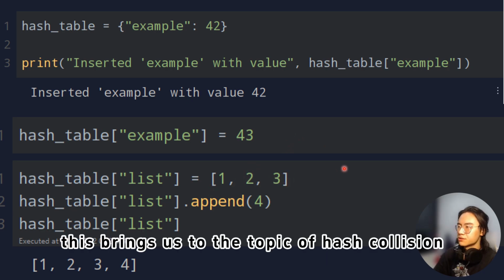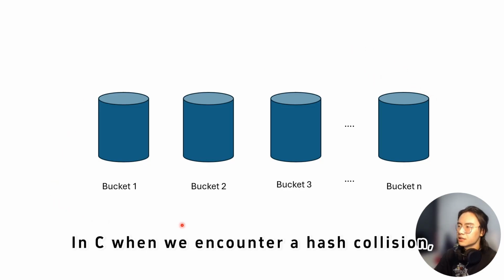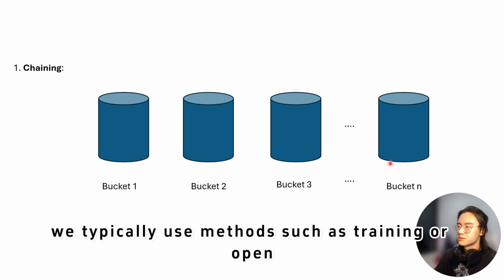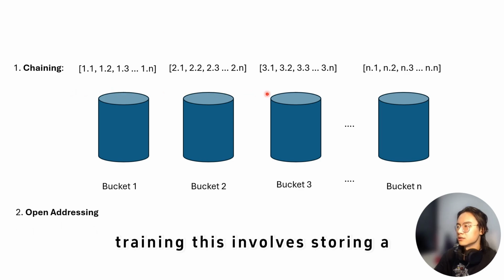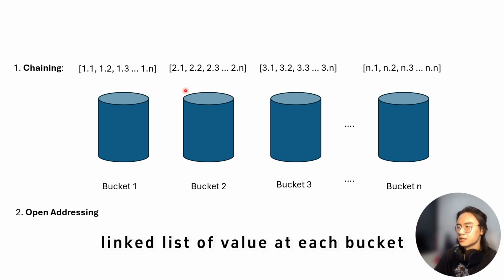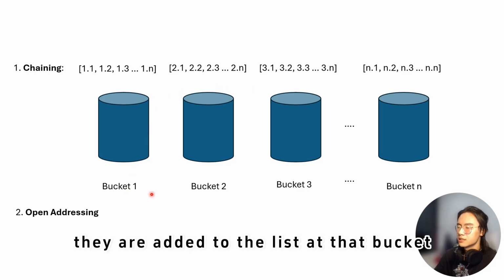This brings us to the topic of hash collisions. In C, when we encounter a hash collision, we typically use methods such as chaining or open addressing. Chaining involves storing a linked list of values at each bucket. If multiple values hash to the same bucket, they are added to the list at that bucket.